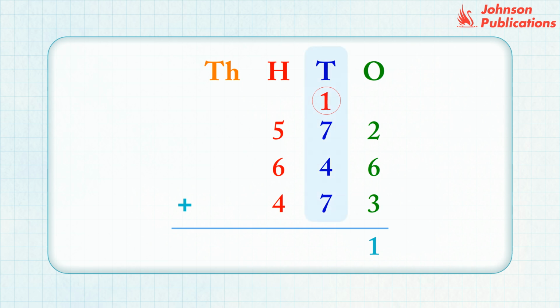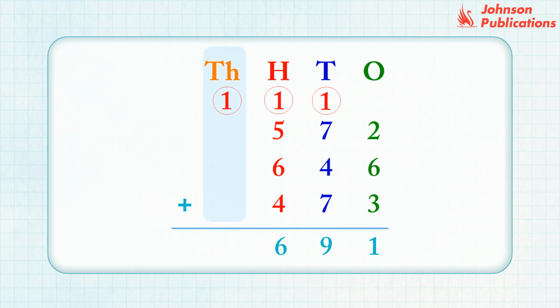Step 2. Add the tens. We get 19 tens. We can write 19 tens as 100 plus 9 tens. Write 9 in the tens place and carry over 100 to the hundreds column. Step 3. Add the hundreds. We get 16 hundreds. We can write 16 hundreds as 1000 plus 6 hundreds. Write 6 in the hundreds place and carry over 1000 to the thousands column.